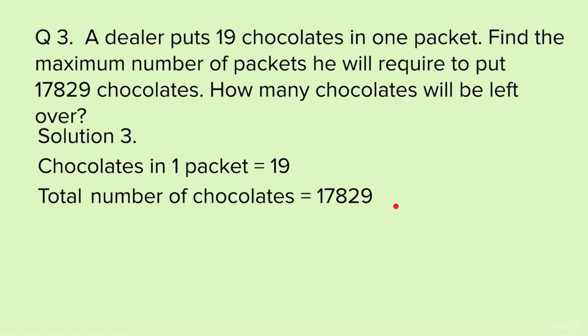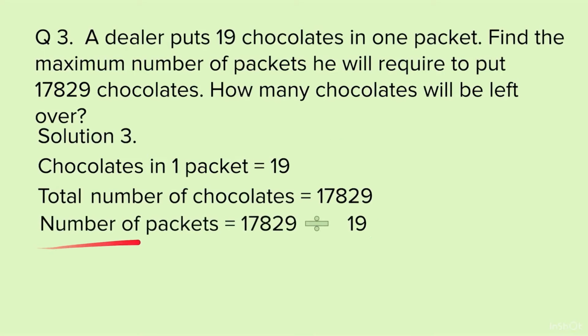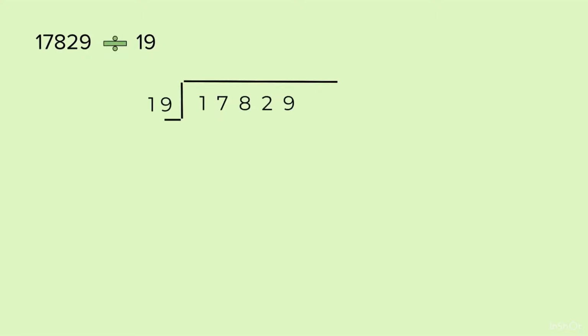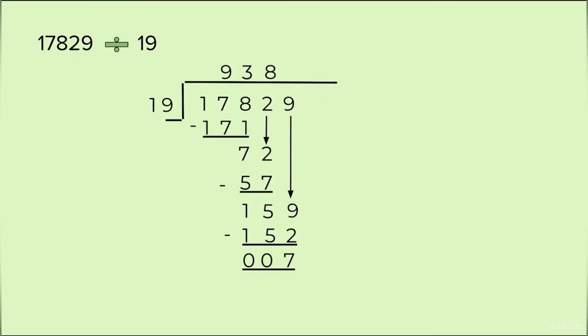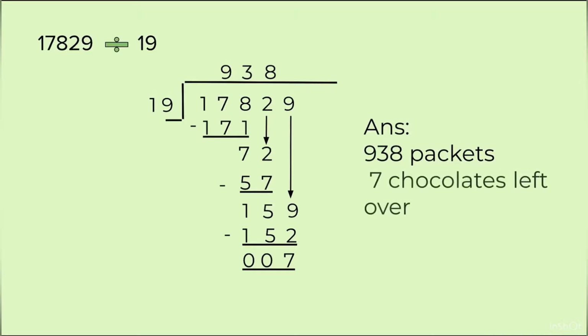Let's again refer to the question. How many chocolates will be left over? Now here we have to find out the maximum number of packets he will require and also what is left over. So to find the number of packets, we'll have to divide and see. So we will write number of packets is equal to 17829 divided by 19. Now students, I'll quickly show you the steps of division. Therefore, the answer will be 938 packets will be required and 7 chocolates will be left over. So we will write 938 packets, 7 chocolates left over.